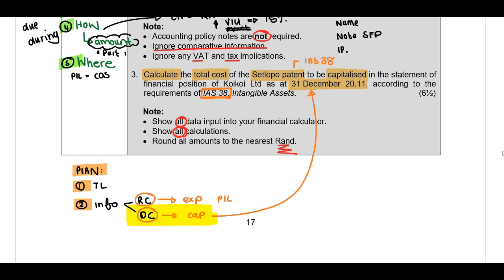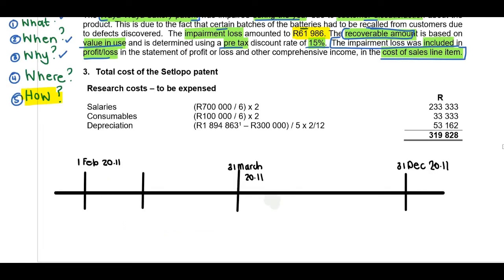Okay. Therefore, if you refer to the scenario, we have read through the scenario, you will remember that they've commenced with research on 1 February. They've completed the research phase on 31 March 2011. Sorry guys, my timeline here is incorrect. This shouldn't be here. Therefore, if we look at this, February, March, my research phase was for a 2-month period.